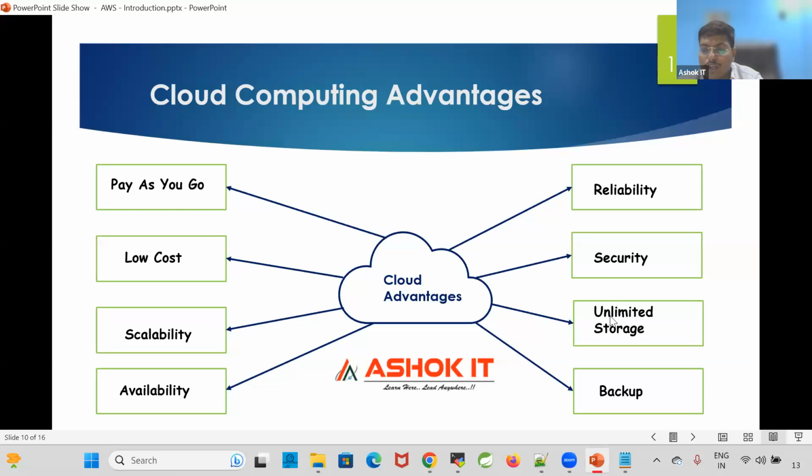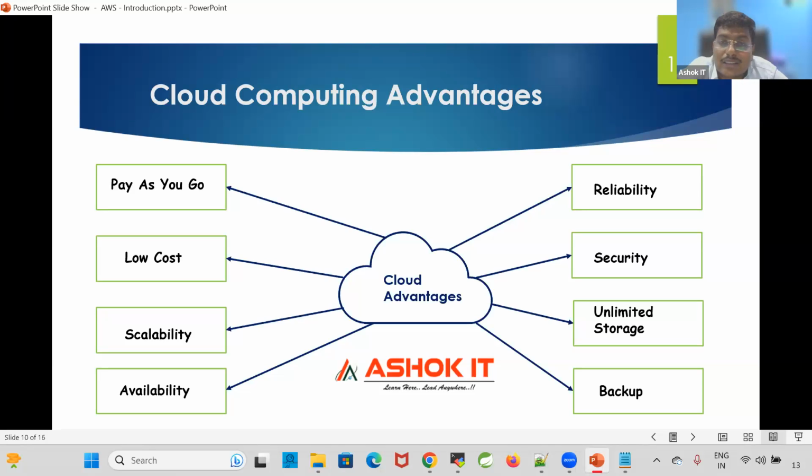Unlimited storage. When you go for cloud computing, you can store any amount of data from anywhere. There is no limit on the data storage. Unlimited data you can store in the cloud. Unlimited data storage will be provided by cloud providers, and backup will be available. Whatever data you are storing in the cloud, they will always maintain a backup for your data. If by mistake your data is deleted, still you can get the data back from the previous version. Such kind of backup will also be available in the cloud.